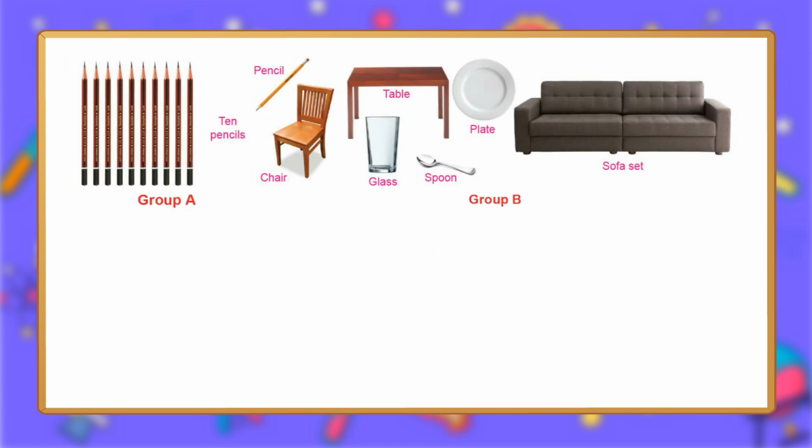Group A: 10 pencils. Group B: pencil, chair, tables, glass, plate, spoon, sofa set.